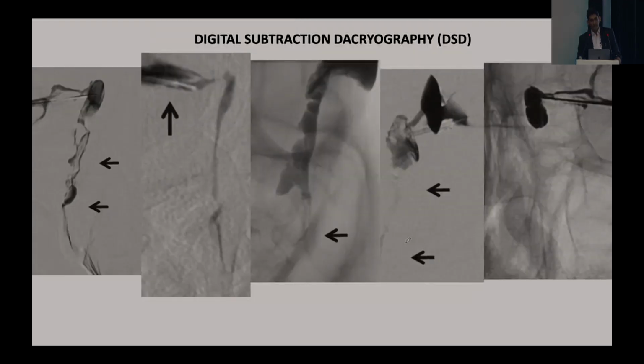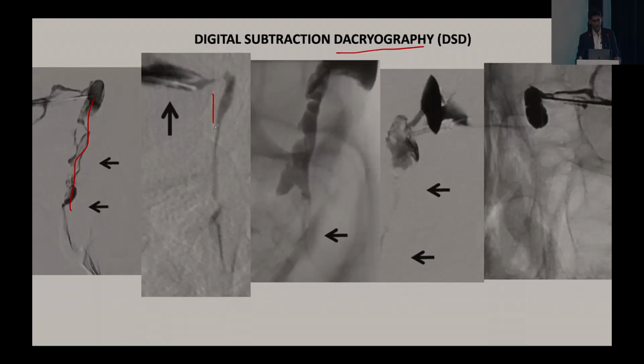But the gold standard, if you want to know about the physiology as well as anatomy, is digital subtraction dacryography. This is basically just like how angiography is done. With the help of an angiocath cannula, you go in and instill the dye and acquire fluoroscopic images, just like how a C-arm is used by orthopedic surgeons. And then you get very beautiful images as you see here. This is the whole lacrimal system delineated.